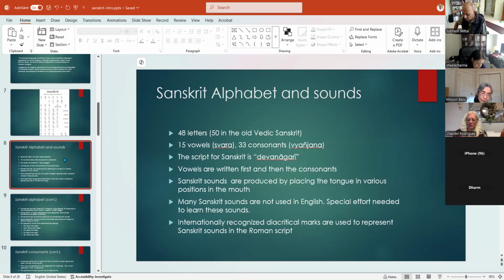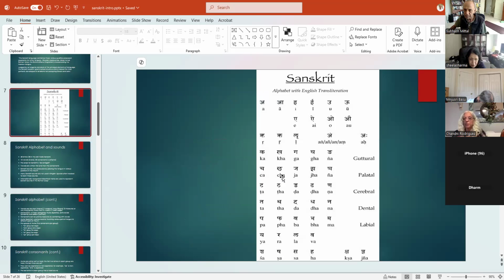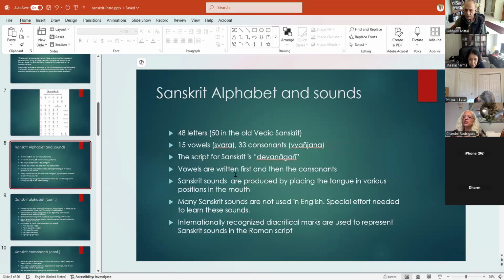Okay, let's move on. So we went over all this, 48 letters and 15 vowels and all that. Then we also said that these vowels can be short, long, or very long. They are called Rasva, Dirgha, and Pluta in Sanskrit. And consonants, we already saw that. These are the 25 consonants which are called sparsha. In English, they call it mute. I don't know why they call them mute. Okay? And then we have where did I?